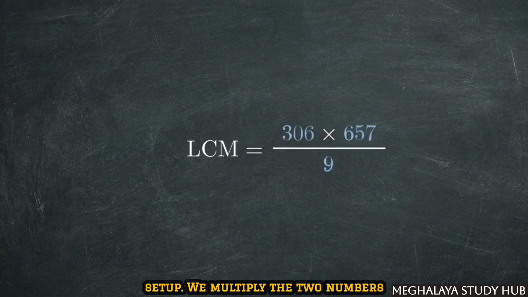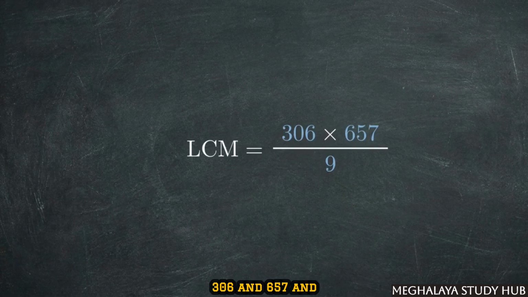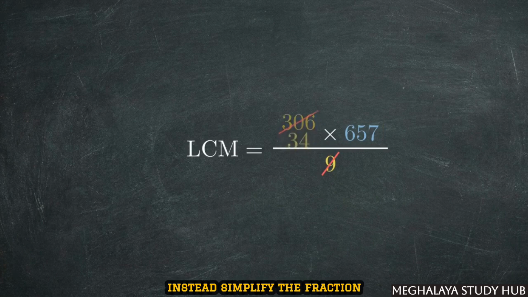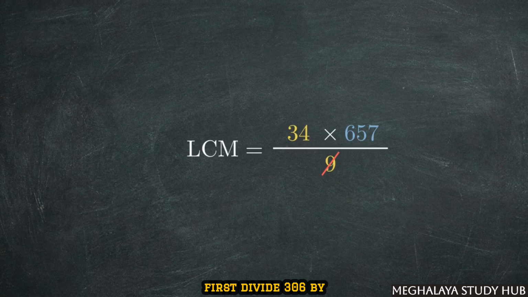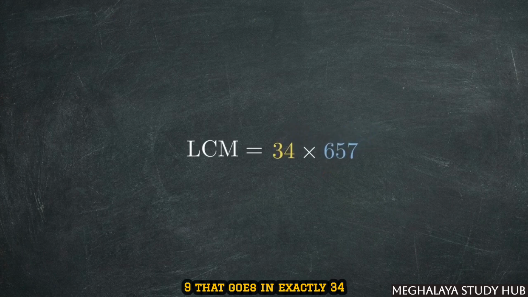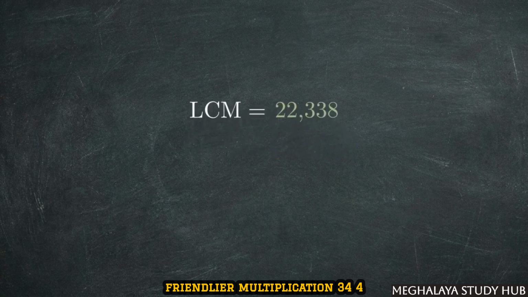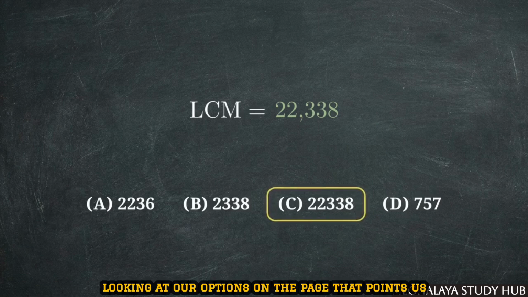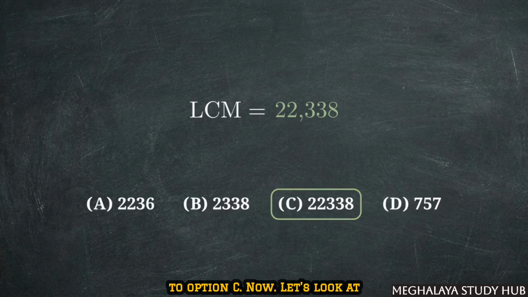We multiply the two numbers, 306 and 657, and divide that product by our given HCF, which is 9. Please don't multiply 306 by 657 right away. That will take forever. Instead, simplify the fraction first. Divide 306 by 9. That goes in exactly 34 times. Now you just have a much friendlier multiplication, 34 times 657. Multiply those together and you get 22,338. Looking at our options on the page, that points us to option C.